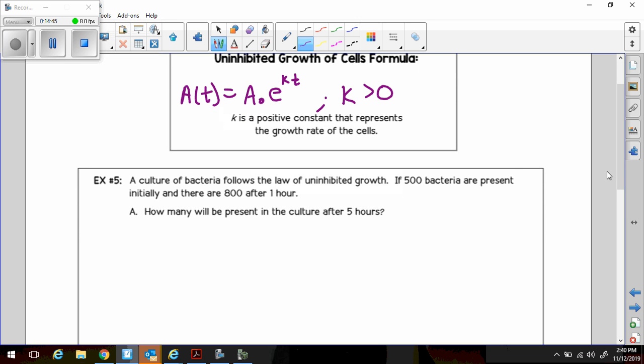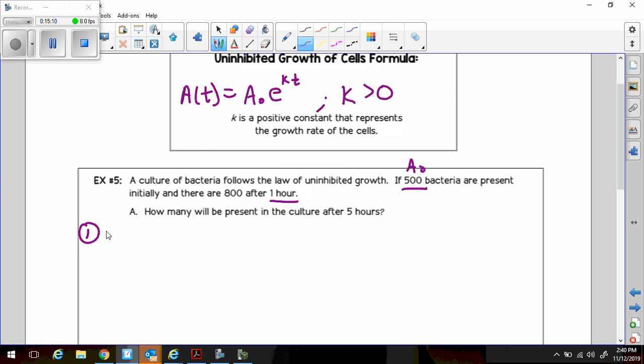So this one says, a culture of bacteria follows the law of uninhibited growth. If 500 bacteria are present initially, this is my A sub 0. And there are 800 after 1 hour. They're giving you the amount. This is the amount. After 1 hour, this is my time. This will help me find my k. So number one, let's find the k.